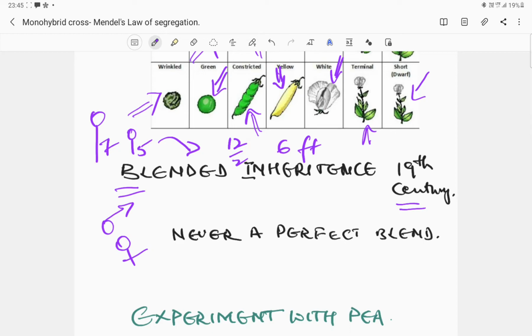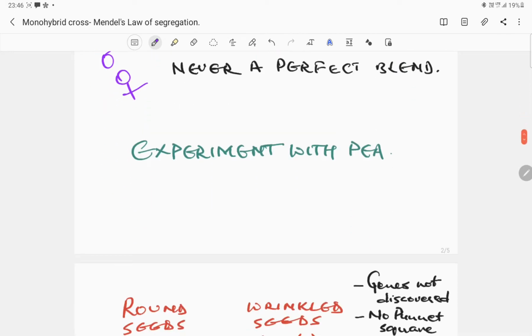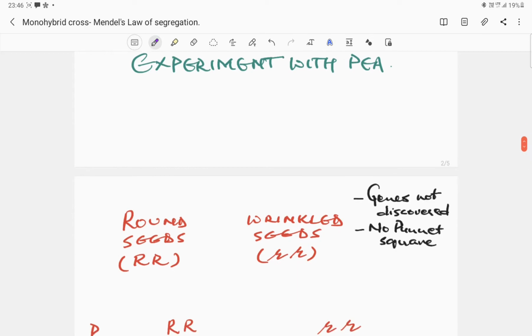So he was curious to find out what the laws of inheritance are. How are these characters that we inherit from our parents inherited? Do we inherit from one parent, or is it really a blend? Well, during the 19th century, this was the belief that inheritance was blended. So he started conducting his experiments on the pea plant, and then he conducted the monohybrid cross.